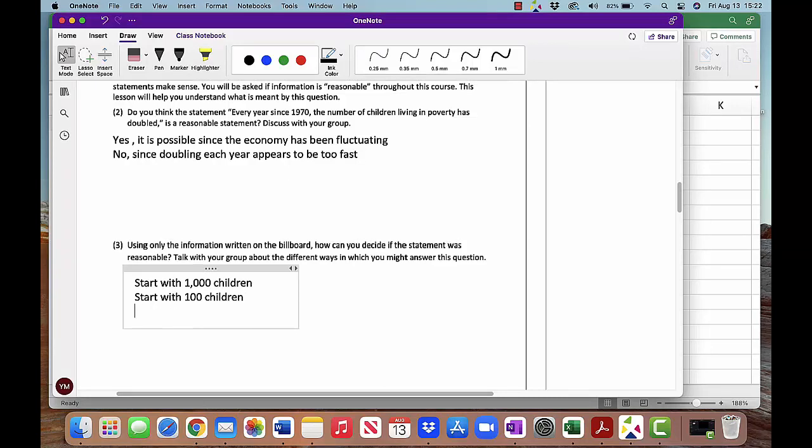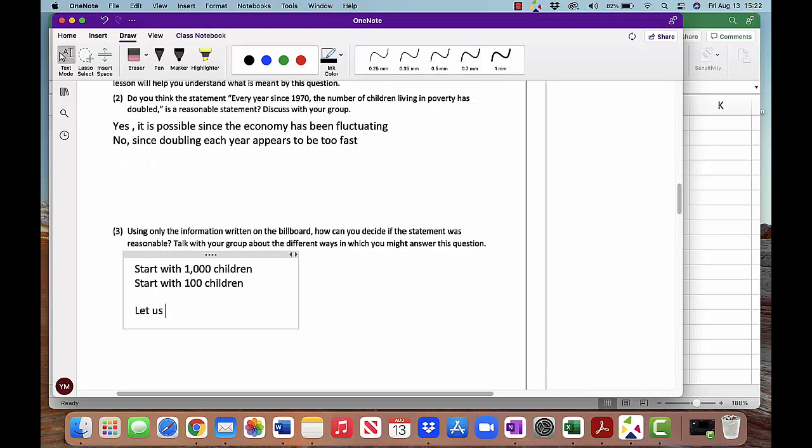Well, let us choose the lowest counting number. A counting number is a mathematical term. A counting number is a number that we use to count with, and the smallest counting number there is is the number 1. You might say, well, that number is very small. That's not true, that in 1970 there was more than just one child living in poverty. And I would say, yes, of course it was more than one.